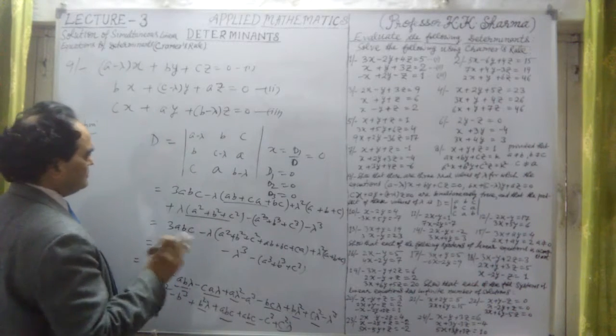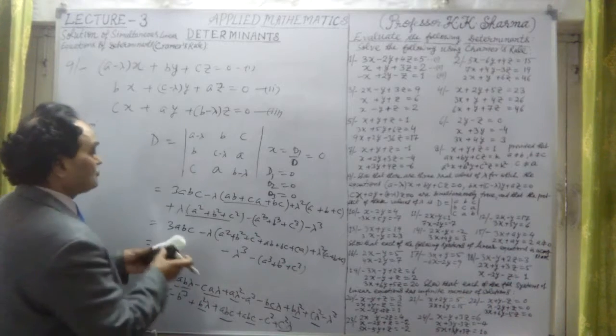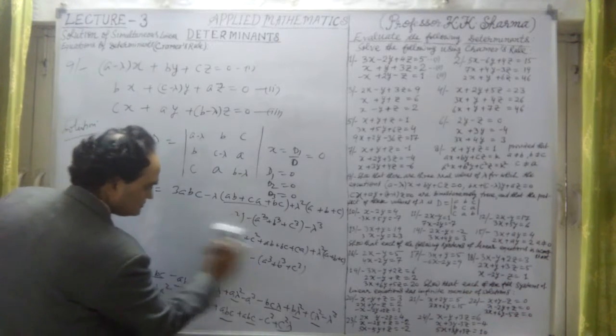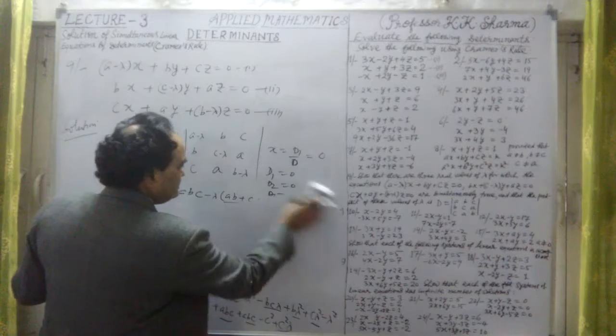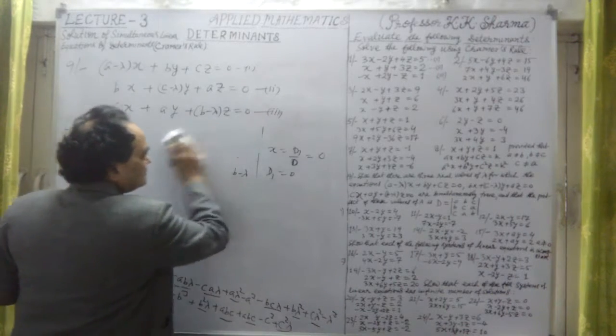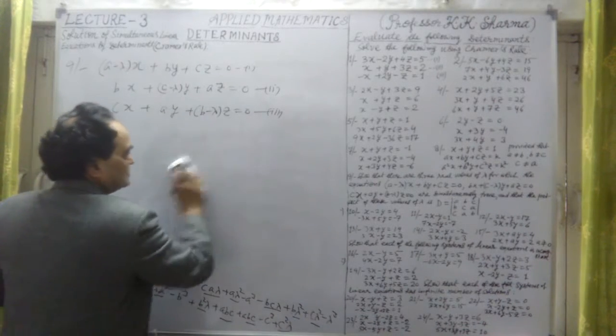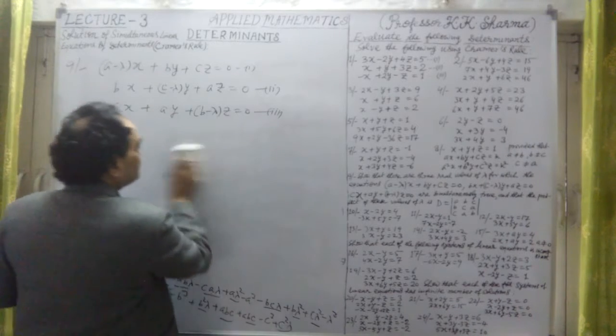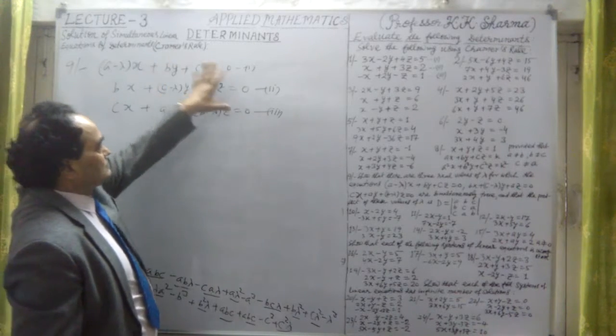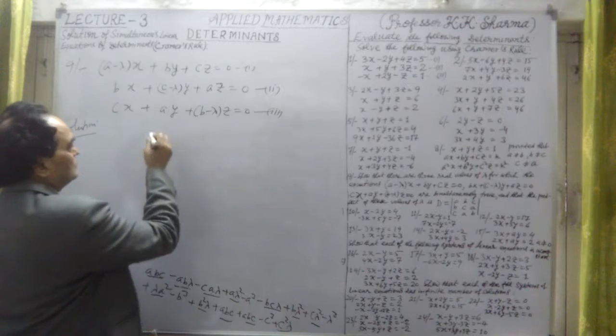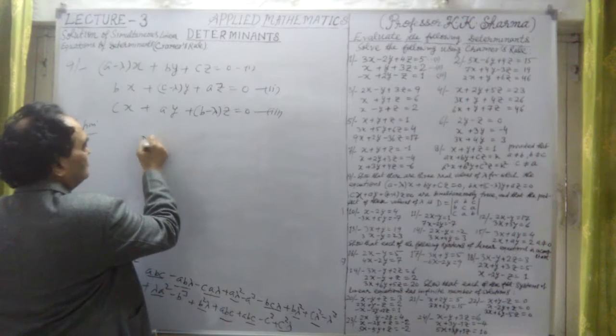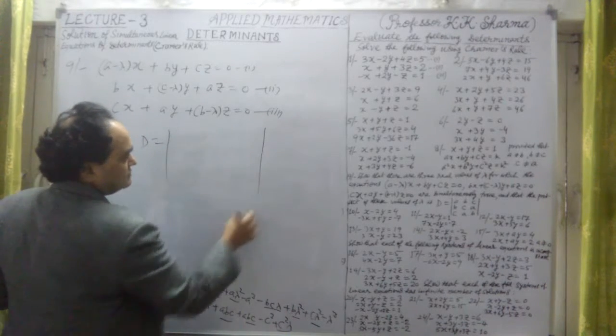Now let me take what is the value of lambda. Let me solve that equation. This is given to us, this equation. D is equal to 0, then we will find out this. But it says that these equations are true, means the value of this will be equal to 0 only when the value of lambda is given by this determinant.